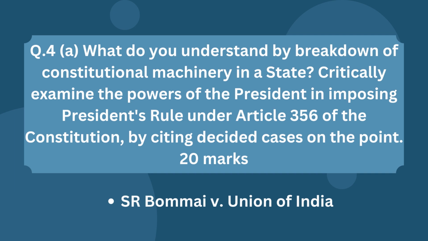This question can be started by explaining the breakdown of constitutional machinery of state and how a President can issue a proclamation in the state on the report of the Governor. Then discuss the powers of the President and the changes which come into play on the issue of proclamation, and also cite relevant articles of the Constitution. After this, various judicial decisions are to be cited related to state emergency, like the most important one is S.R. Bommai versus Union of India.